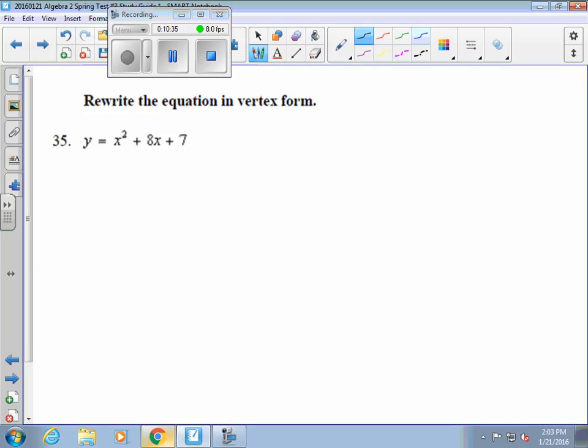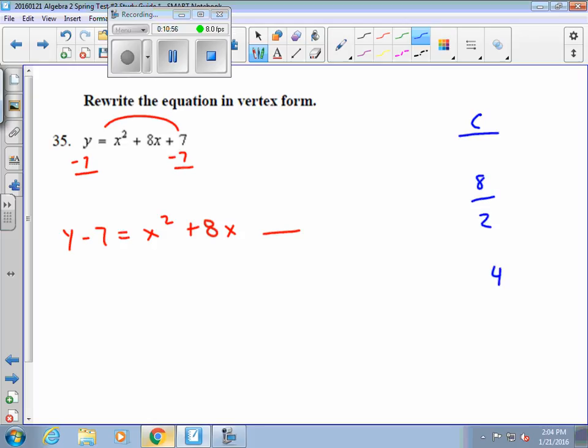Rewrite the equation in vertex form. You're going to do the same thing for this one, except it's very similar to completing the square. We bring 7 over by subtracting it. Do it here. So now we have y minus 7 equals x squared plus 8x plus c. Again, you need a new c value. So you take 8 divided by 2, it's 4, and you square it, so it's the same 16 we had a second ago. When you do it to one side, remember you must do it to the other side.